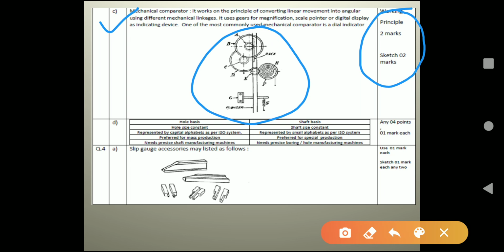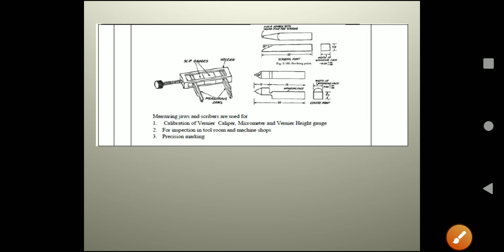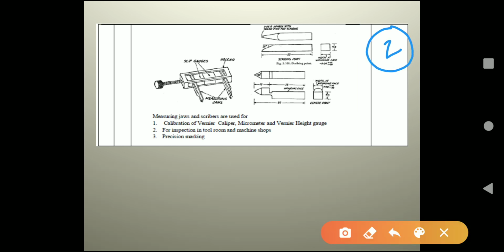Here is another question: list the accessories of slip gauges and their uses. For any 4 or any 3 accessories, there will be 2 marks for the sketch, and for any 2 uses there are 2 marks. So this type of question will be asked for 4 marks.